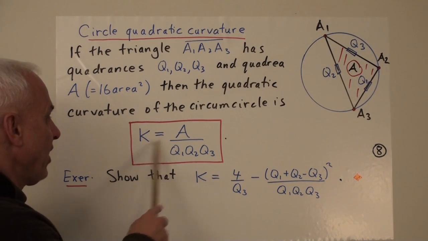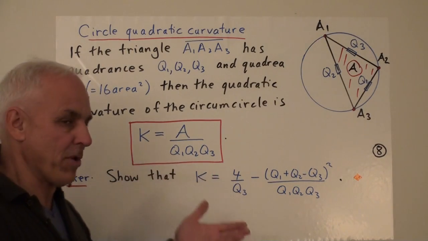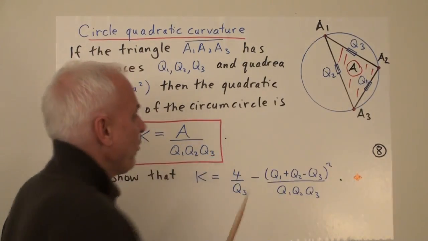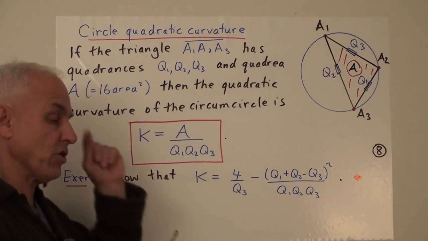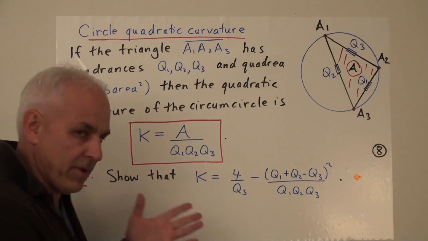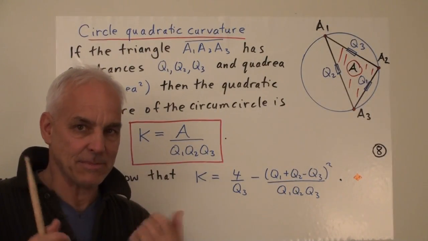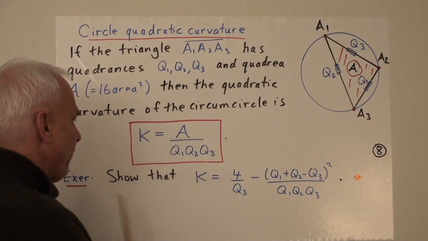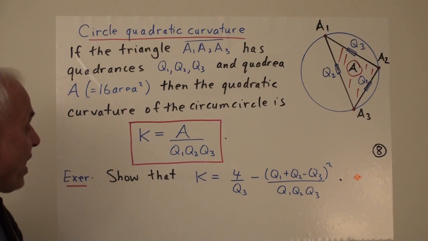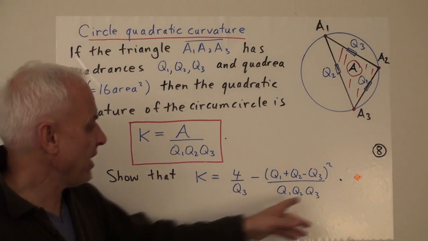Okay, and the formula is that K equals the quadrea over Q1 Q2 Q3. And of course it's just the reciprocal of the formula that we've already established for the circumquadrance of that same circle. The circumquadrance was the product of the quadrances divided by the quadrea, so the curvature is going to be the quadrea divided by the product of the 3 quadrances. So it's a very lovely formula, really, and again brings to the fore the importance of this quadrea. The quadrea is 16 times the square of the area, but here it appears very nicely. There's no coefficients, just the quadrea divided by the 3 quadrances, and that's our quadratic curvature of the circle. And a little exercise is to show that you can write this thing in an alternate way using this formula here.